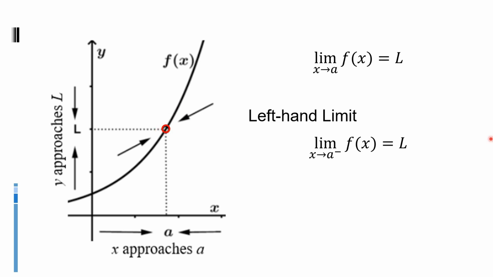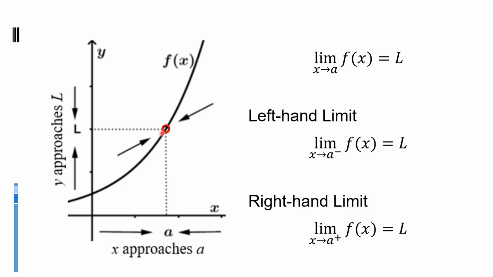And meron din tayong tinatawag na left-hand limit, that is, the limit as x approaches a from the left of f of x is equal to L. Ibig sabihin nito, from the left values or the values that are less than a, titignan natin saan papalapit yung f of x natin, and that is sa L. Ganun din, yung right-hand limit, which is the limit as x approaches a from the right of f of x is equal to L. Dito naman, titignan natin yung mga values na greater than a. Saan naman sila papalapit as x approaches a. So, doon din kay L.